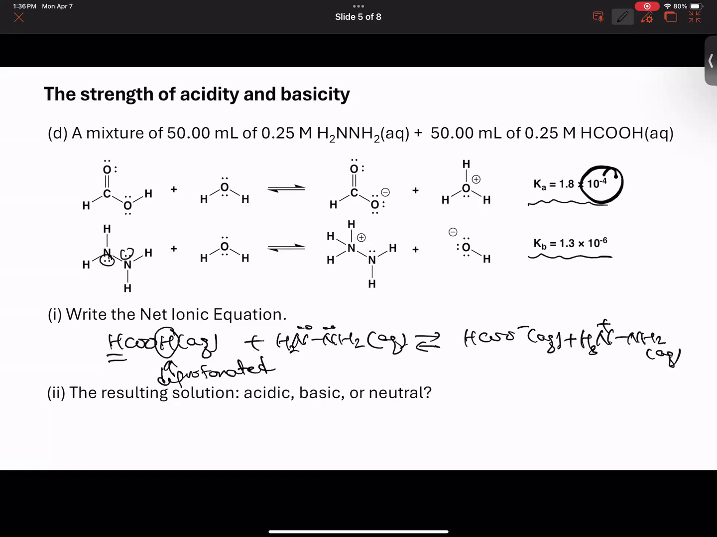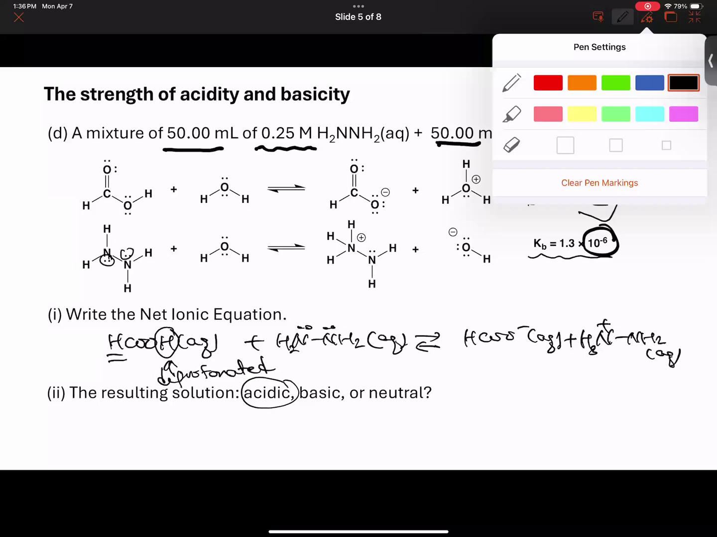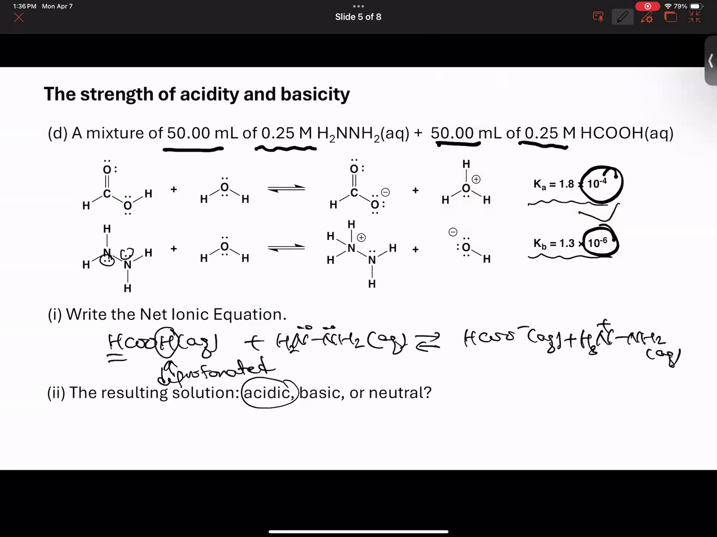Now let's look at the Ka value and Kb value. 10 to the negative 4, 10 to the negative 6. 10 to the negative 4 is about 2 orders larger. So Ka is more effective. So then the solution will be an acidic solution. When you are mixing acid and base together, look at their Ka and Kb values. In this case, a mixture of weak acid and weak base, everything else is the same. The volume is the same, the concentration is the same. So the acidity will be determined by the comparison of the Ka value and Kb value.